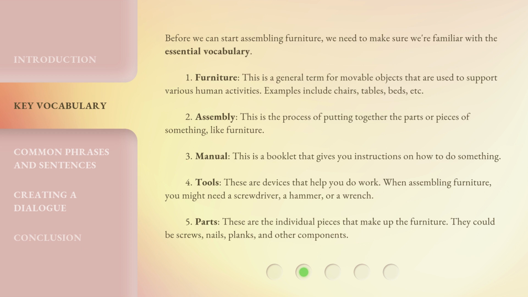3. Manual. This is a booklet that gives you instructions on how to do something. 4. Tools. These are devices that help you do work. When assembling furniture, you might need a screwdriver, a hammer, or a wrench. 5. Parts. These are the individual pieces that make up the furniture. They could be screws, nails, planks, and other components.